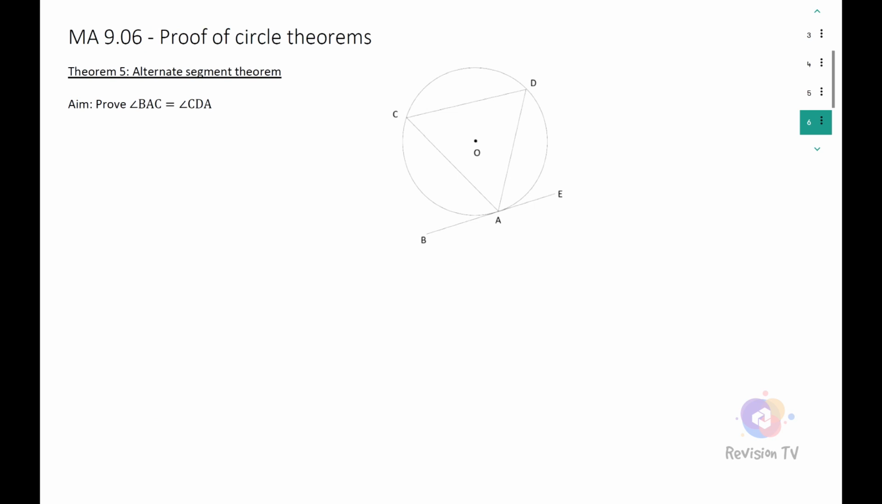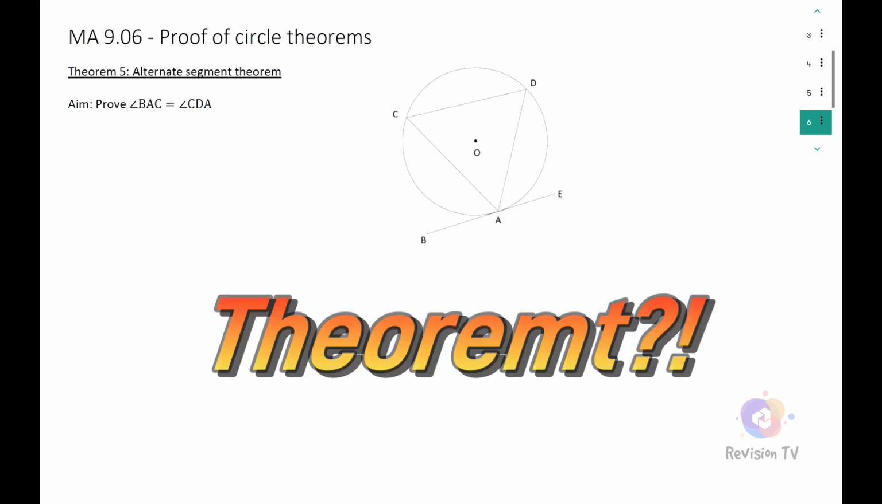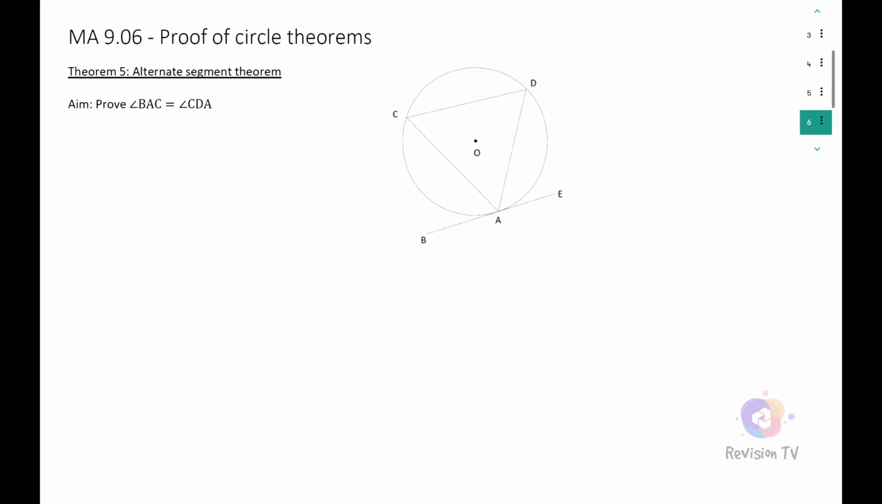Theorem number 5, the alternate segment theorem. We have to prove the angle BAC is the same as the angle CDA. So we try to prove these two angles are the same. Next, we're going to connect to the center. One thing you have to remember is how to connect to the center: we are going to connect this point and that point to show these two angles. If you're using that one and that one instead, if you're using EAD and DCA, then you should be connecting this triangle to that side instead. So I guess that's one thing you have to remember.